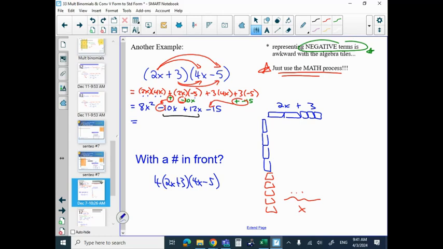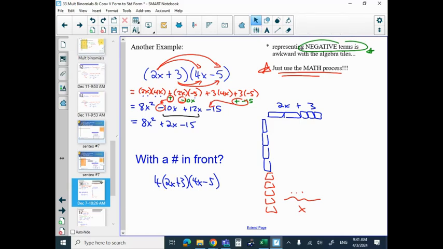So the only like terms we have are the x terms. And so think of that as we have our 8x squared. We have a negative 10x and a 12x. I prefer to think of that as 12x's take away 10x's, right? Oops, sorry about that. 12x take away 10x's. So we have left over 2x's, and we have our minus 15.